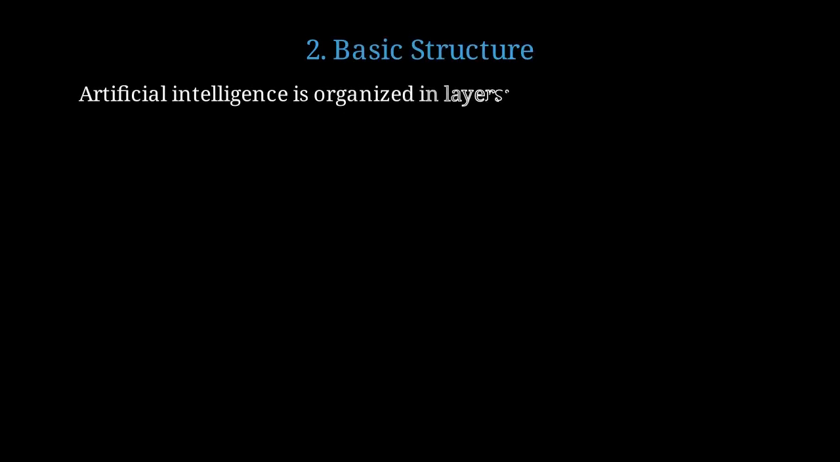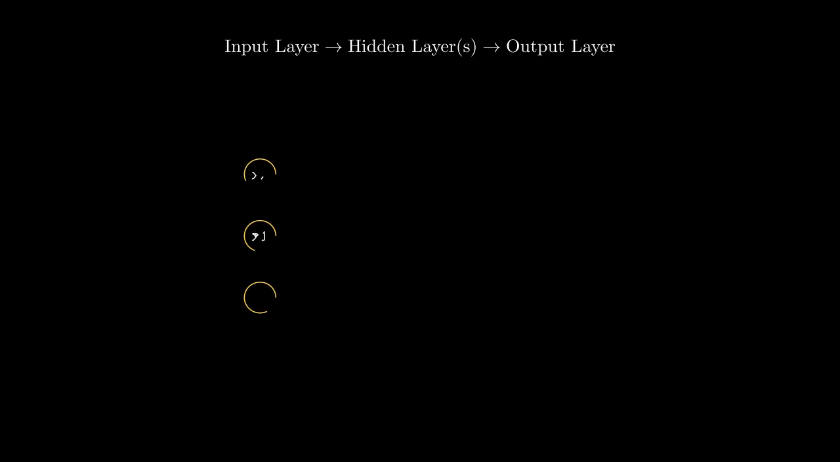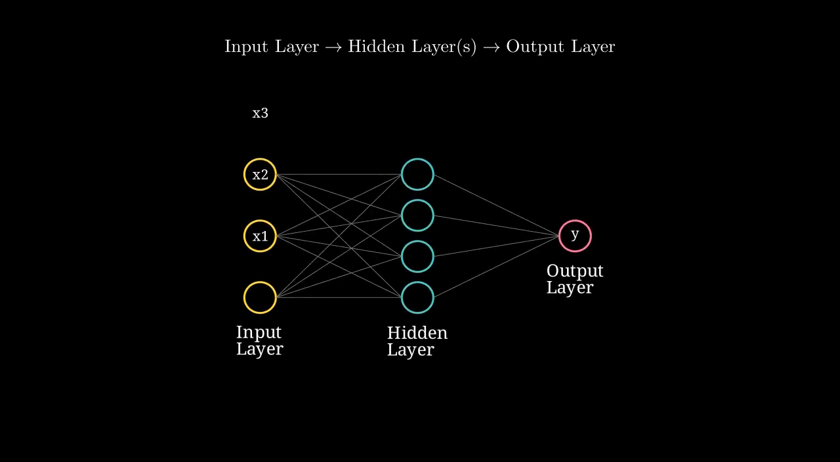Artificial intelligence is organized in layers of neurons. The basic structure flows from an input layer through one or more hidden layers to an output layer. This is a simple artificial neural network with 3 inputs, one hidden layer with 4 neurons, and one output. Each connection represents a weighted link between neurons.